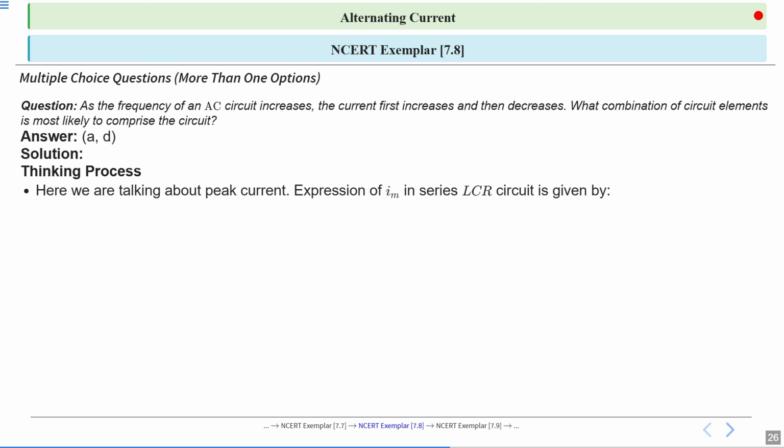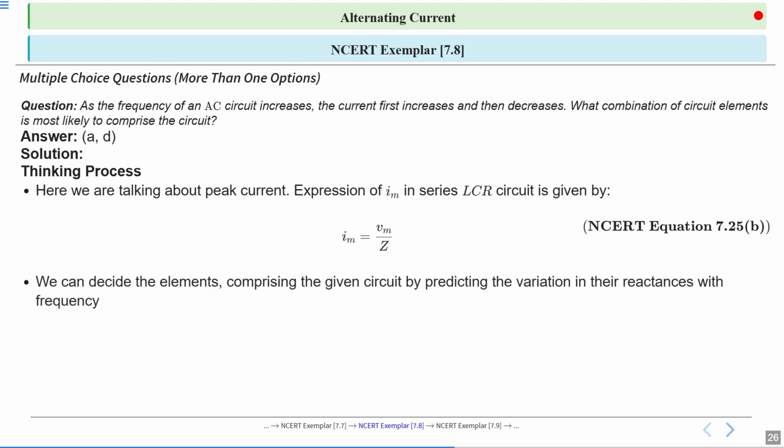Here we are talking about peak current. The expression of Im in a series LCR circuit is given by Im equal to Vm upon Z, NCERT equation 7.25b. We can decide the elements comprising the given circuit by predicting the variation in their reactance with frequency. So initially, what do we have to do?